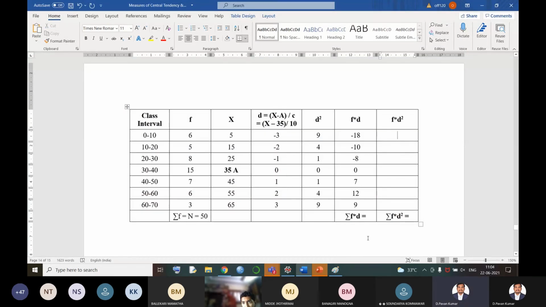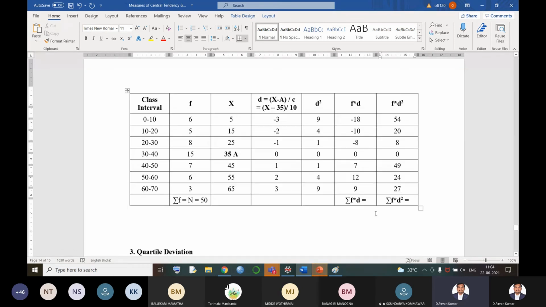Now next, finding out f into d square. Now 6 9s are 54. Next 5 4s are 20. Next 8 1s are 8. Next 15 into 0 is 0. Now 7 7s are 49. Next 6 4s are 24. Next 3 9s are 27. You just tell me the answers of these values.